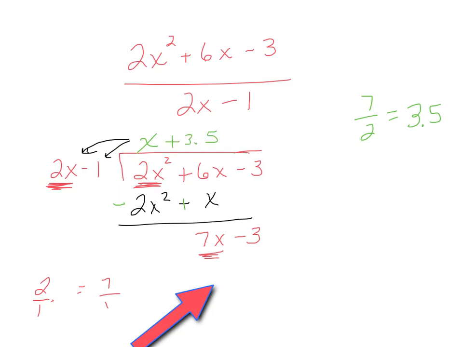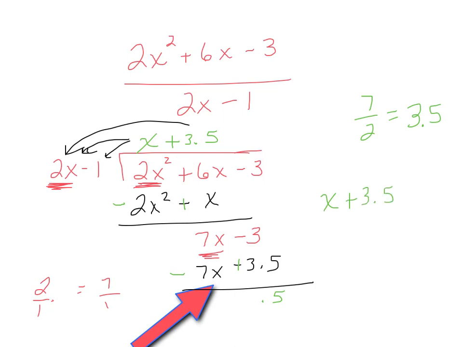Okay, we're not scared of that. Distribute: 3.5 times 2x is 7x. 3.5 times negative 1 is negative 3.5. There you go. Don't forget to change those signs. It's the most common error to make. Change both of them. And you end up with positive 0.5. So right now our answer is x plus 3.5 plus 0.5 over 2x minus 1.